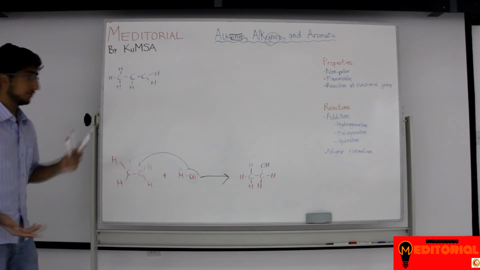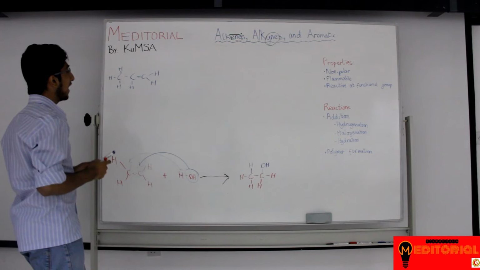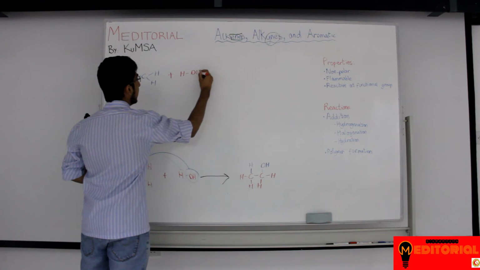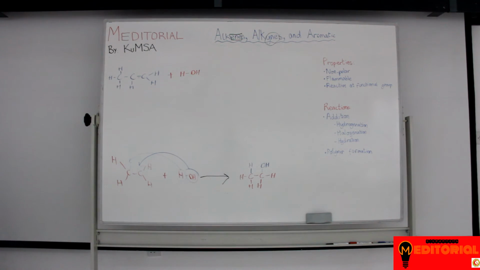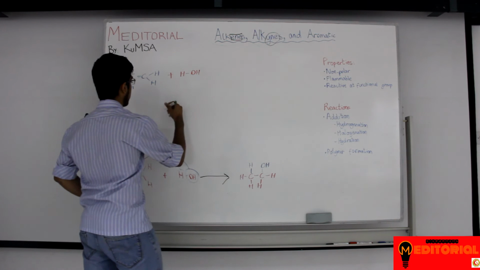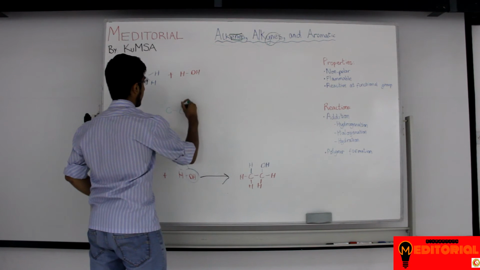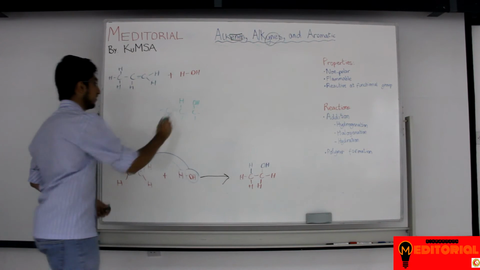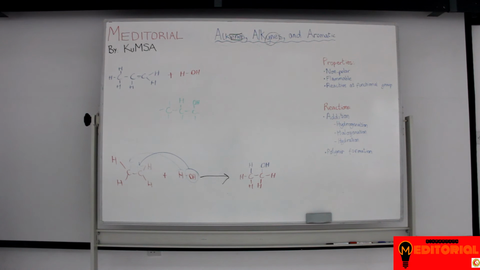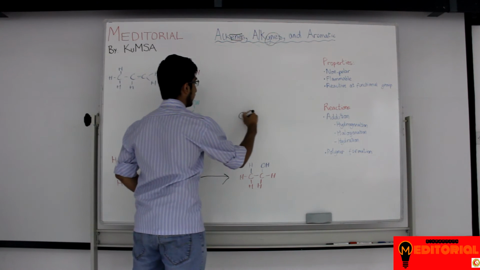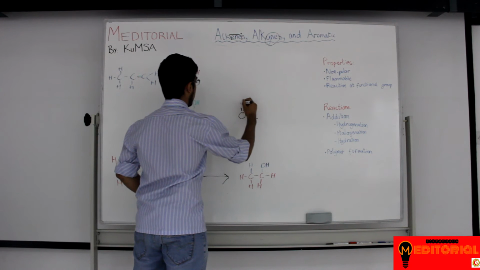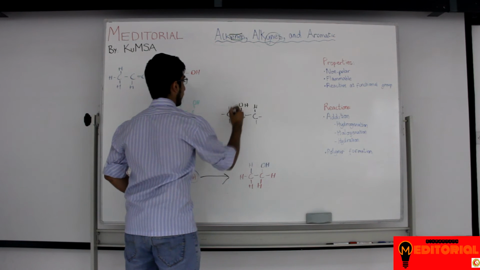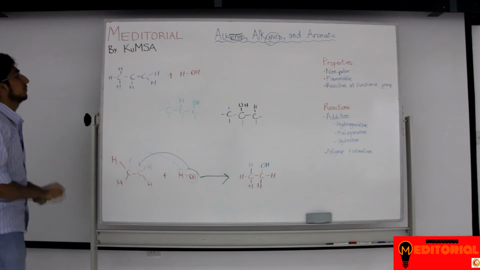this is propene, and you can get two different products with this if you react this with water. You can get a product like this, and the rest are hydrogens. I'm not going to draw those out. Or you could get a product like this, and the rest are hydrogens. I'm not going to draw them out.